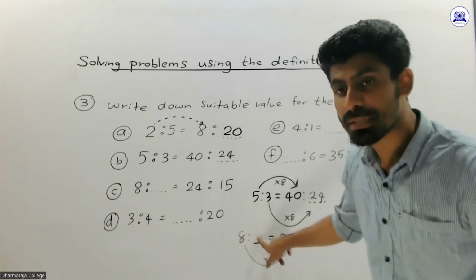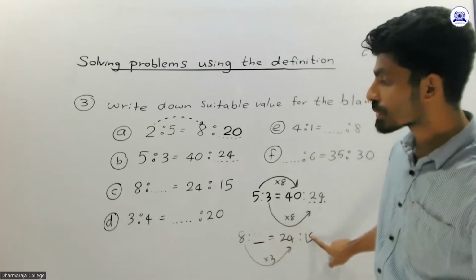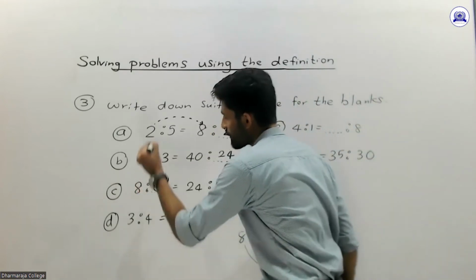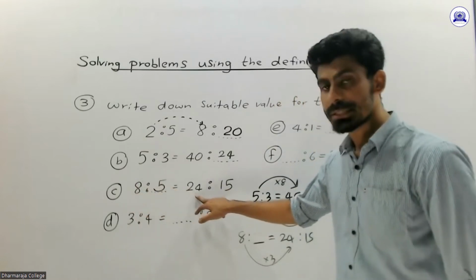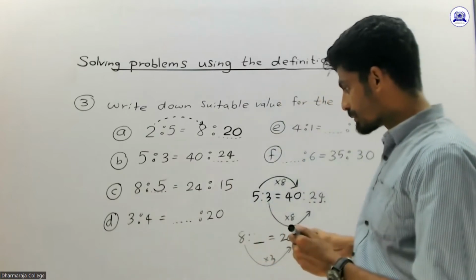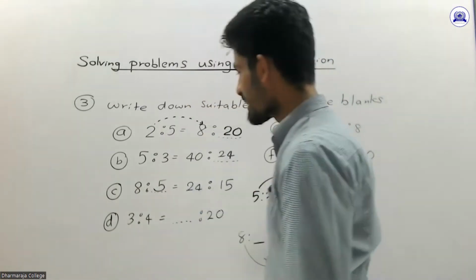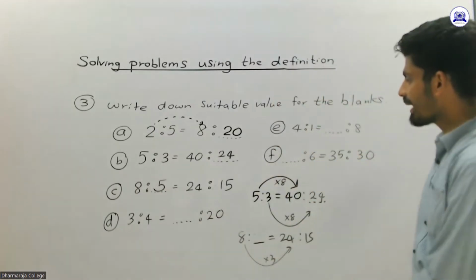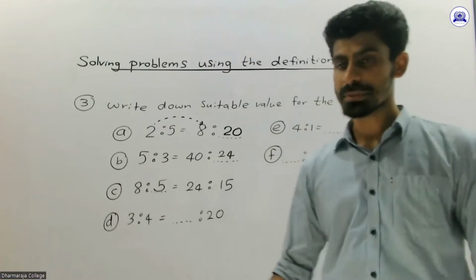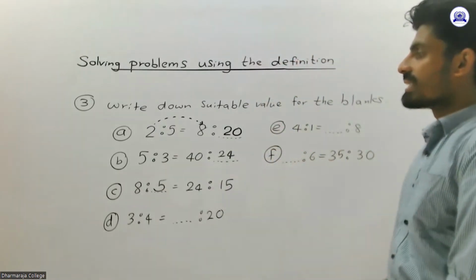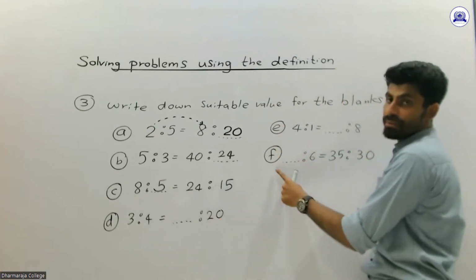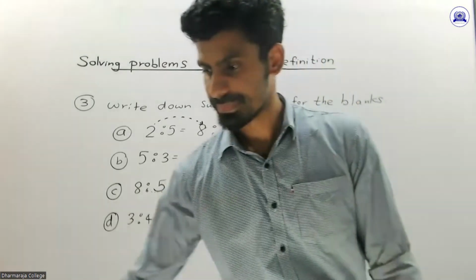What is the number you need to multiply by 3 that equals 15? That means 15 divided by 3, which is 5. 8 into 3, 24. 5 into 3, 15. Likewise, you need to do that one. Just try to do the examples D, E, and F. Pause the video and quickly get the answers for the blanks on question number D, E, and F.